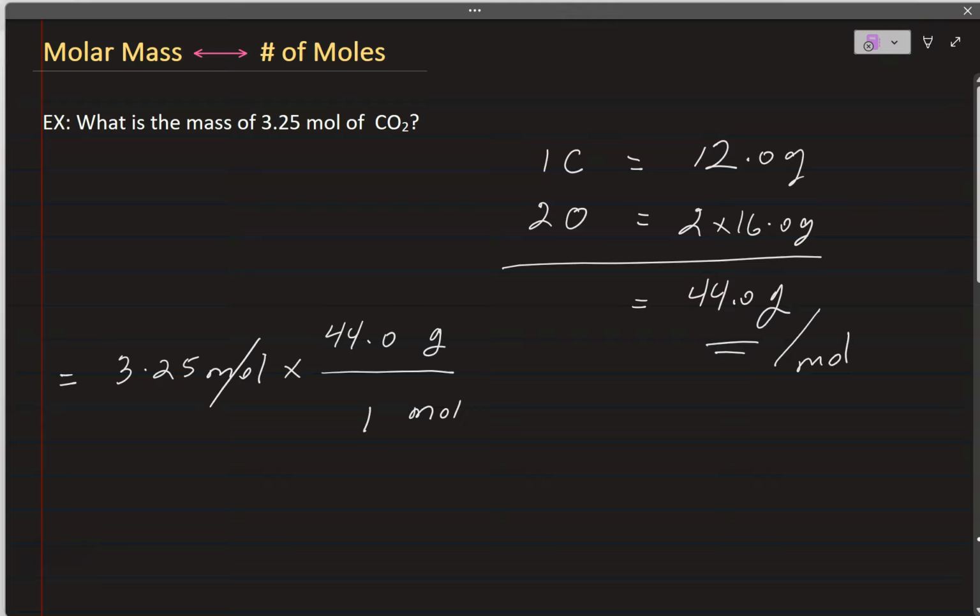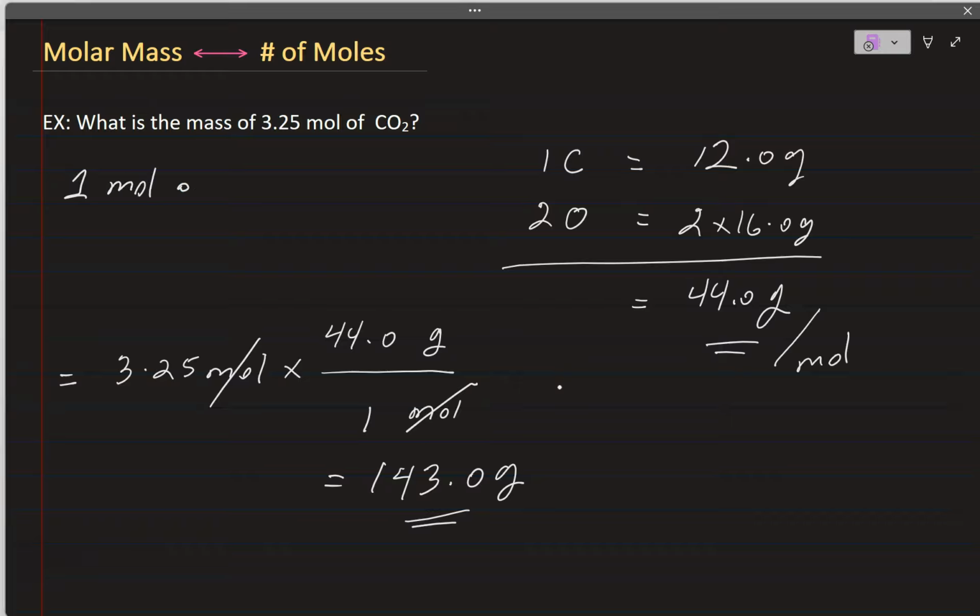All right, so mole and mole, they divide. So you get 3.25 times 44.0, and the answer for this will be 143.0 gram. That is the mass of the CO2 that has 3.25 mole. Okay, so that is that. Now remember that 1 mole of carbon is 12 gram. Okay, just remember that. So it could be 1 mole of oxygen. All right, let's do the next example now.